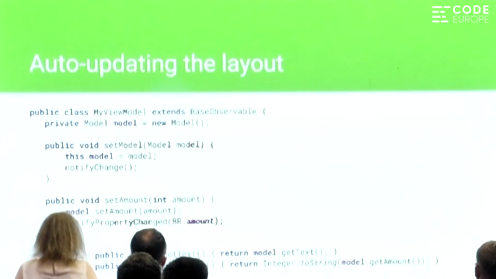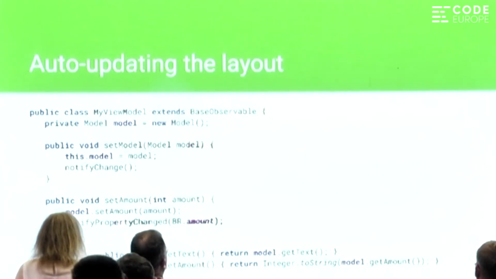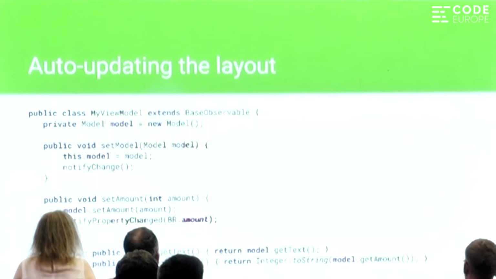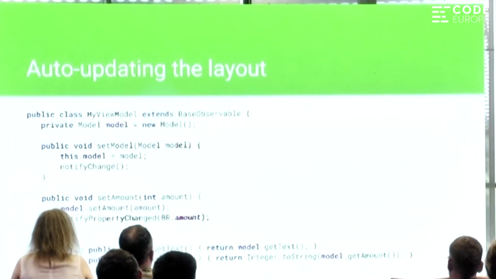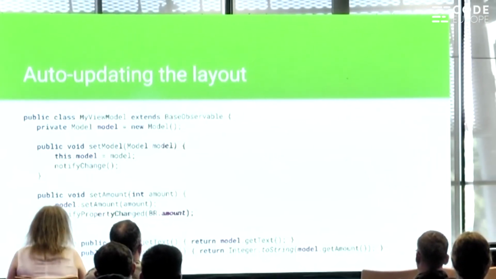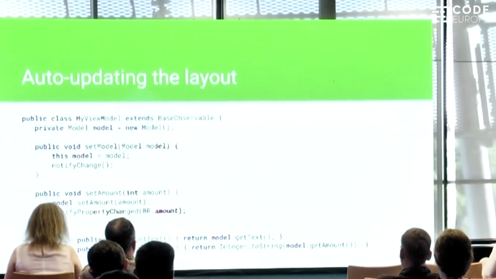So what we do now, we add a bindable annotation to the getter of the property, in our case to getAmount. This then creates a field in the BR class, which is named like the getter or like the property. So in this case it's BR.amount. You can then pass this in to notifyPropertyChanged, and you're done. The data binding library then recognizes this and only updates those parts of the layout which use this exact property. So this is actually pretty awesome, because you can control with this single method what is updated, but you don't have to write the logic for it.